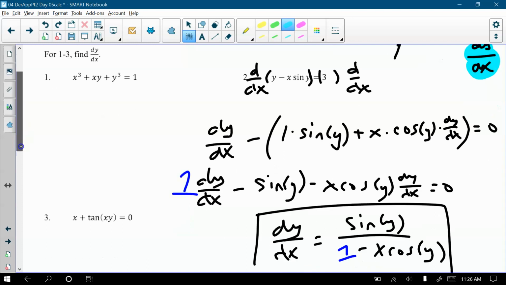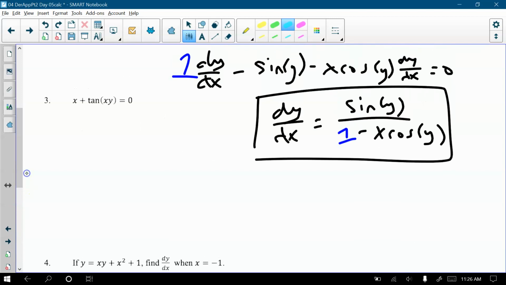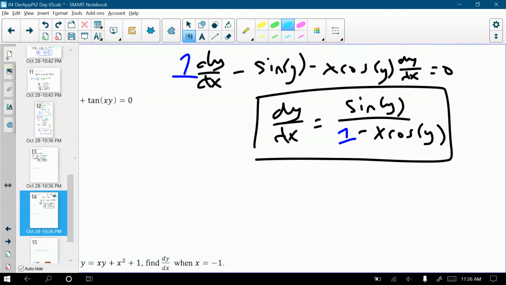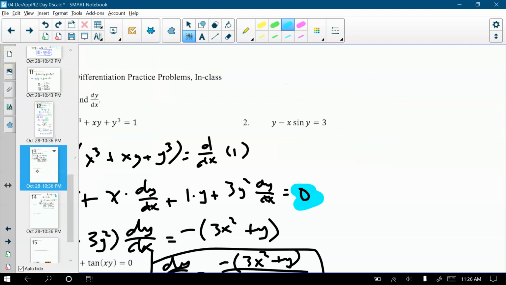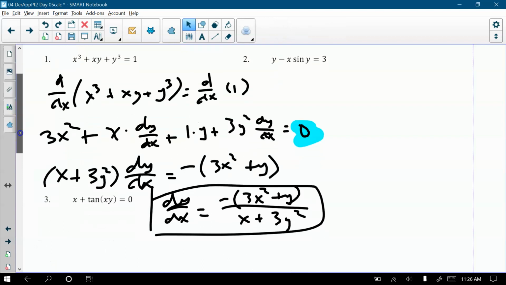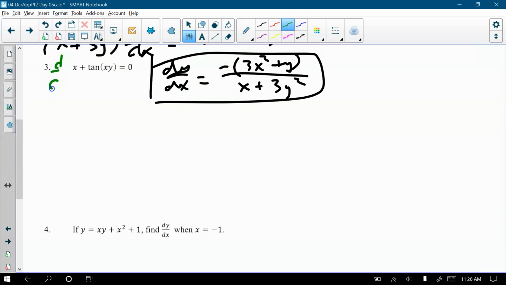Okay, last one, number 3. Oh, and 4. Oh my gosh, that's too much. All right, let's do 3. It's going to go to 3 here. Okay. Okay, number 3, let's take the derivative of both sides. I just realized that for those of us that are not, I'm not your teacher, I'm sorry that this handwriting is horrible.